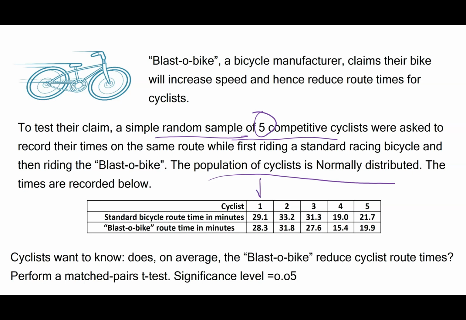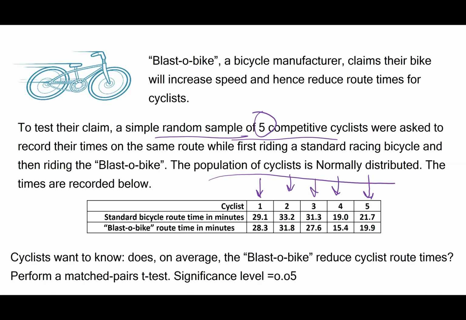So we have cyclist 1. It was 29.1 minutes, I'm hoping. I can't think of anything else that'd be really comfortable and call it a route. So on their standard bicycle, it took them 29.1 minutes. On the Blasto bike, it took them 28.3 minutes. And you have 5 of them. So we can take these differences.